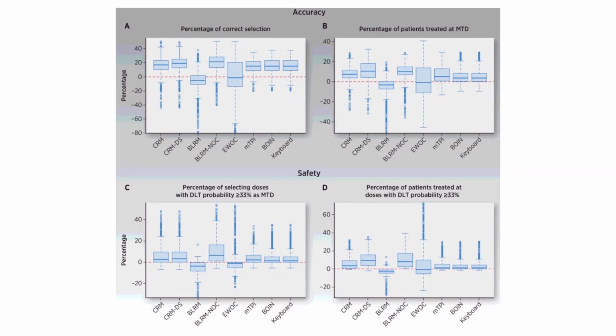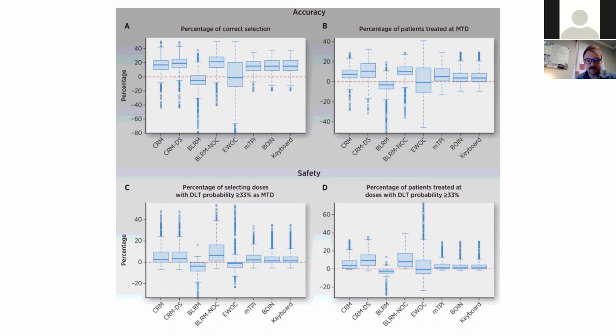So in figure A, they're looking at the percentage of correct selection, which they defined as the percentage of simulated trials in which the target dose was correctly selected as the MTD. And then in the case when the dose levels are all above the MTD, the percentage correct selection was defined as the percentage of early termination of the trials.